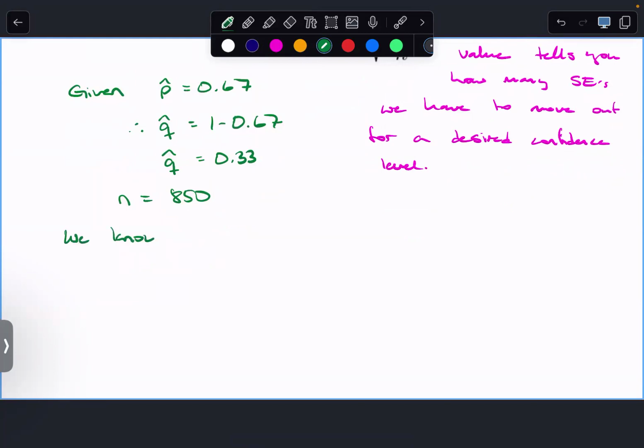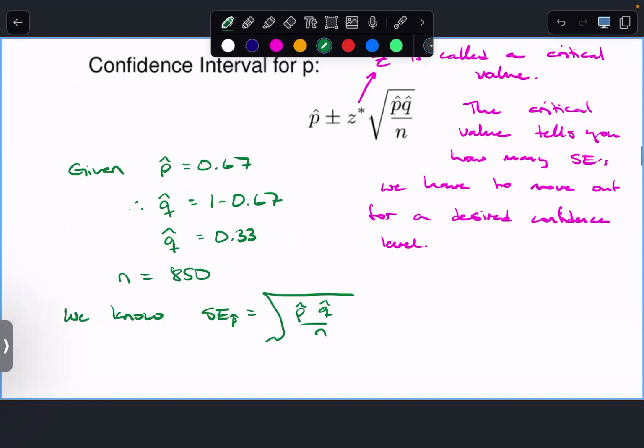We know from last day that the standard error of P hat is the square root of P hat Q hat over N. That's how we find the spread of P hat, which means that this huge blob is the standard error of P hat, or generally the standard error of whatever the point estimate is. So you have a point estimate, it has some spread. You want to move out some critical value.